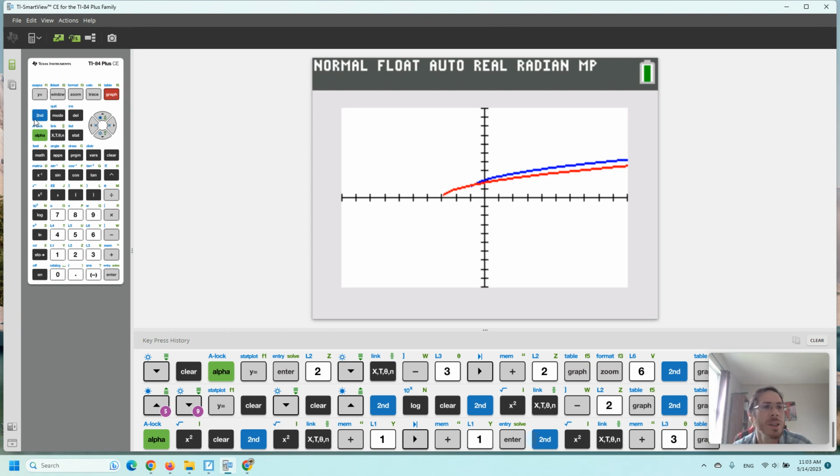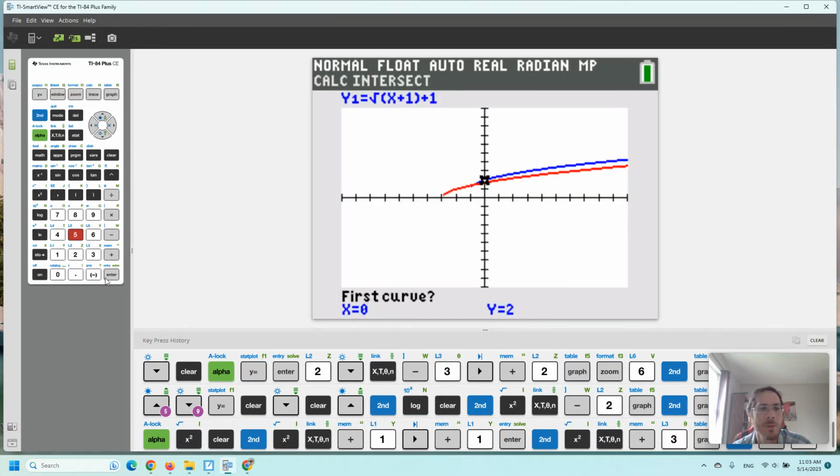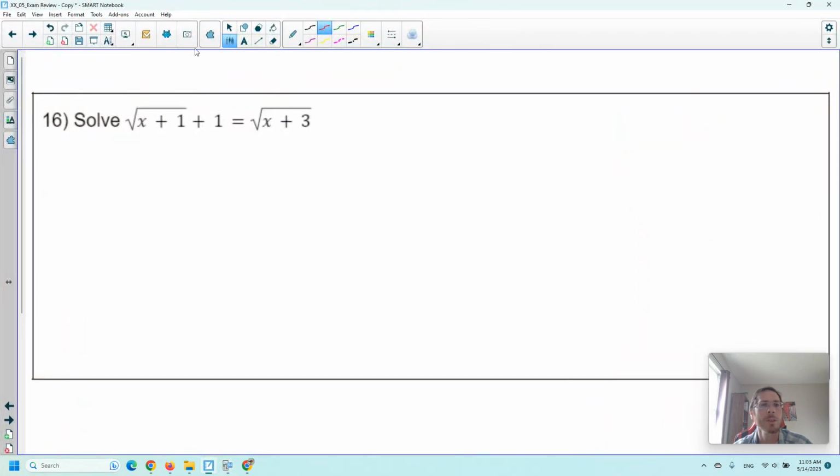So I'm going to hit second calc. I'm going to find the intersection. First curve, blue curve, so I'm good there. Second curve, red curve, I'm good there. Tell me the answer. It's not -1, negative 0.75. So it looks like that's going to be my result.